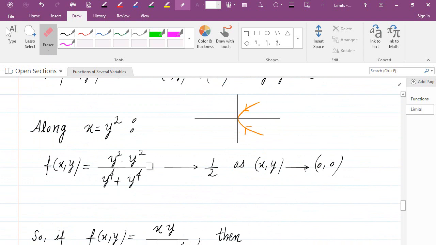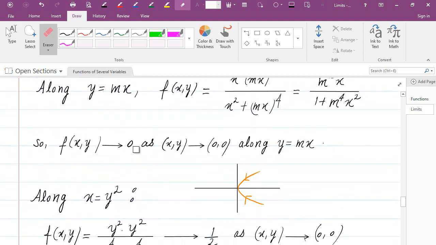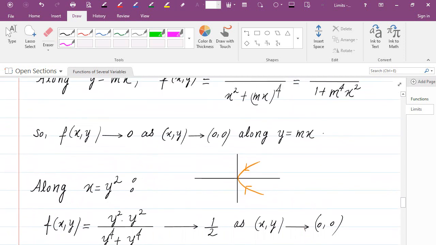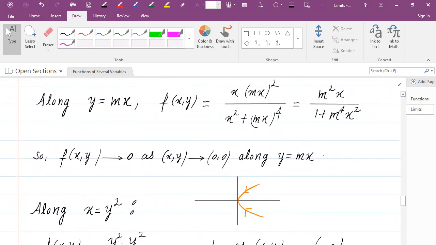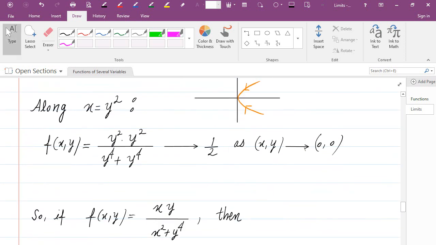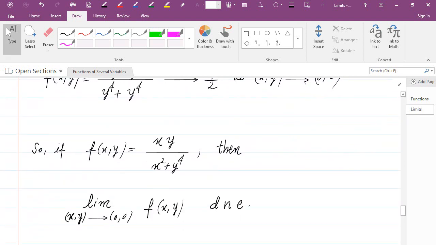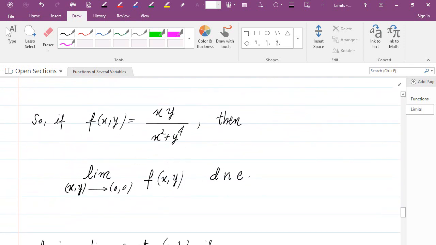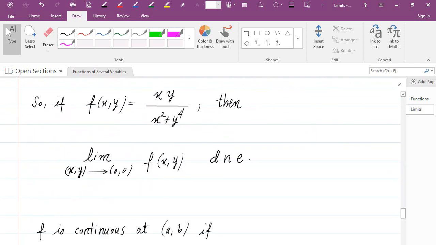So we see that as (x, y) approaches (0, 0) along this parabola, the limit of the function is half, which is not the same as 0. So you see that in this case, the function has limit 0 along any straight line passing through the origin, yet the limit along a parabola is different. So the limit of f doesn't exist then.